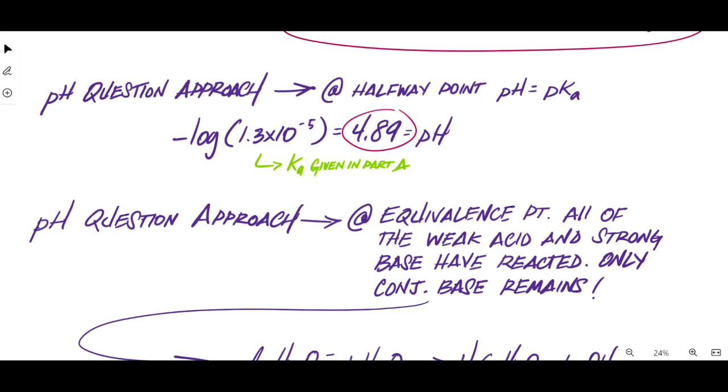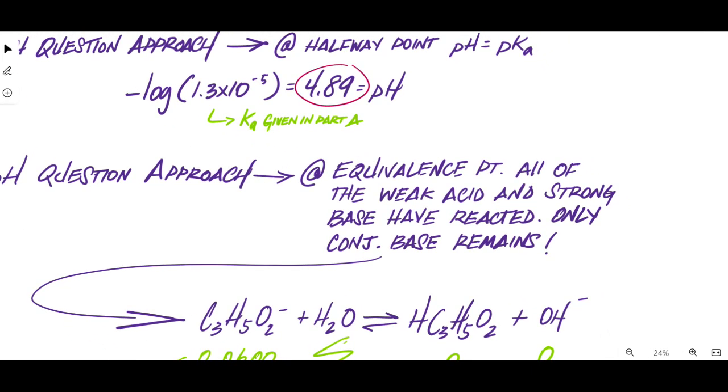So we're going to have to ask ourselves, how much of that conjugate base is in the solution? Because it's that conjugate base that's going to determine what the pH is. So here you can see I've set up a simple equation to represent what's happening at the equivalence point. We have the conjugate base, which is the negative ion, reacting with water, and it's going to make some more of the weak acid, and of course, some OH minus. Now, we're going to need to ask ourselves, what's the concentration of that conjugate base at the equivalence point?